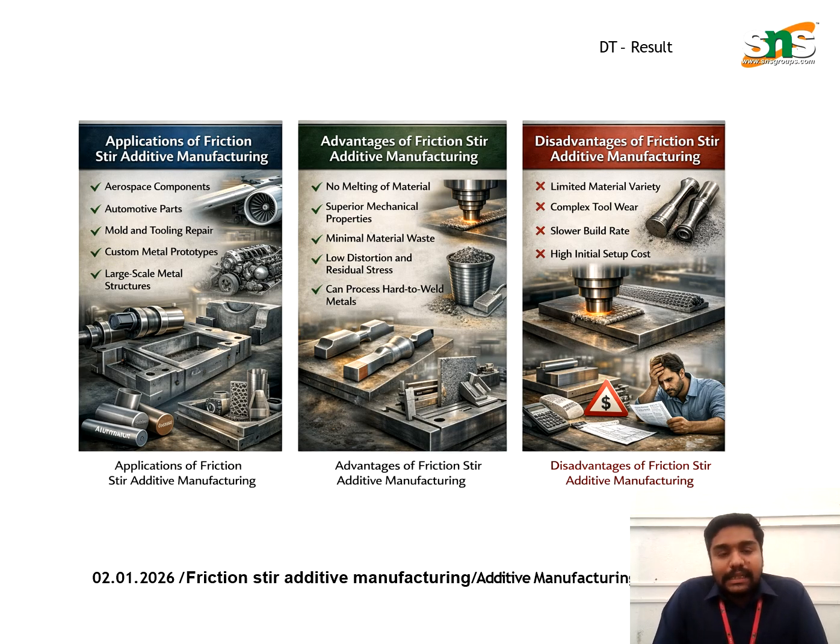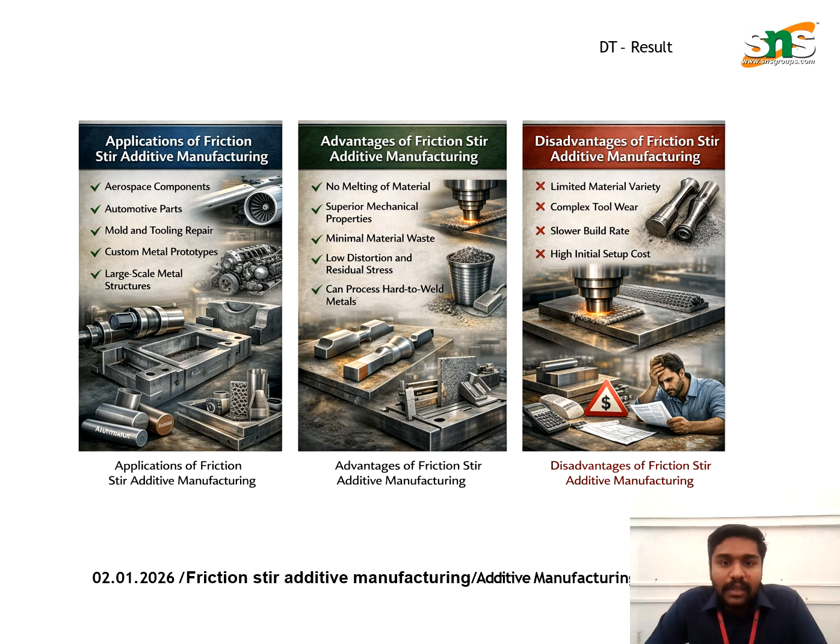Coming to the result, the last part of DT is based on the application and discussion about the advantages and disadvantages of friction stir additive manufacturing. The applications of friction stir additive manufacturing are basically aerospace components, automobile parts, mold and tooling repair, and large scale metal structures. It can process large scale metal structures with different complicated designs feasibly using friction stir additive manufacturing.